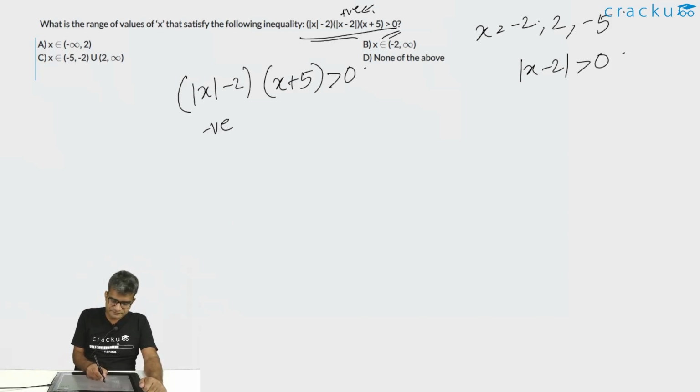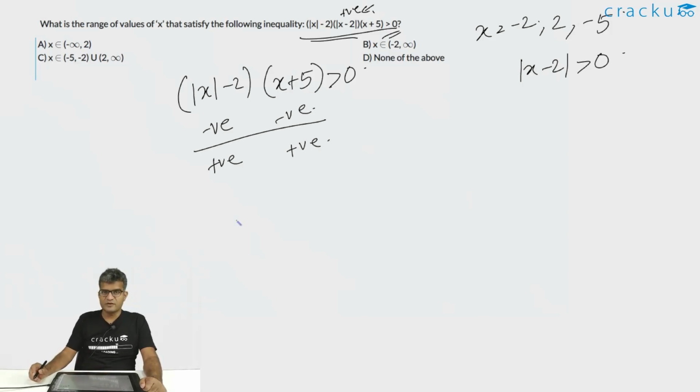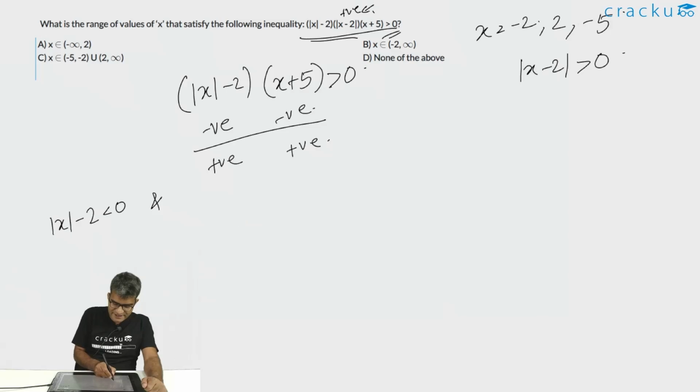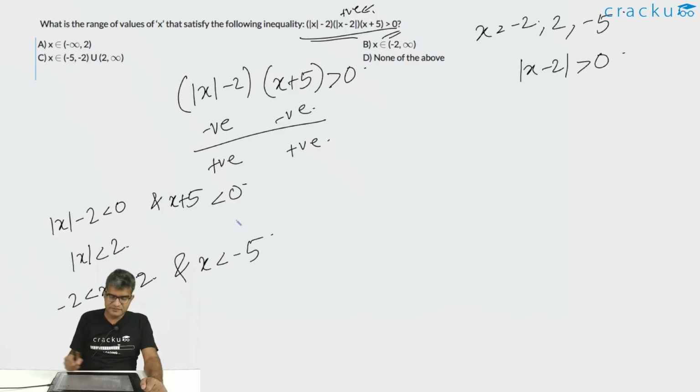Either both are negative or both are positive. Let us first look at the case where both of them are negative. In that case, modulus of x minus 2 is less than 0 and x plus 5 is less than 0. So modulus of x is less than 2, or x lies between -2 and +2, and we want x to be less than -5. So we want x to be less than -5 and we want x to lie between -2 and +2. This will not happen simultaneously. That is, both of them will not be negative at the same time. So this case doesn't exist.